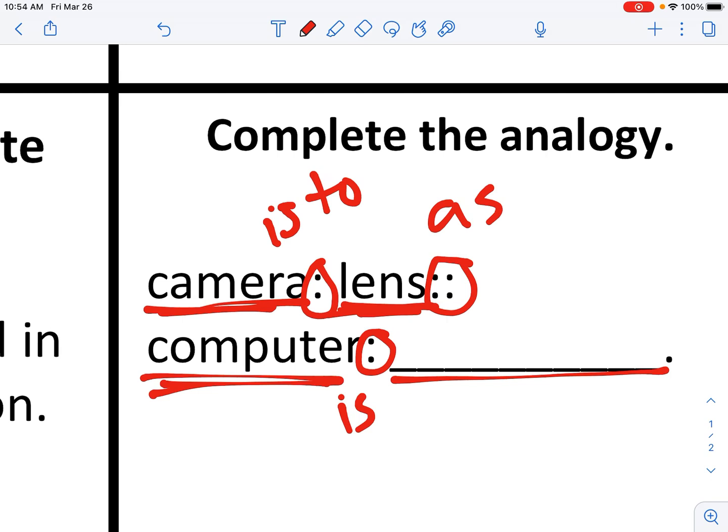Well, camera is like the device. Lens is that part on the front of it where you can see the picture through. So computer, I would say, is to screen.